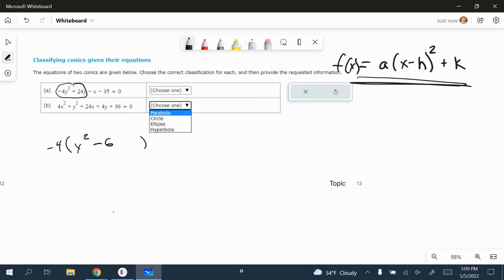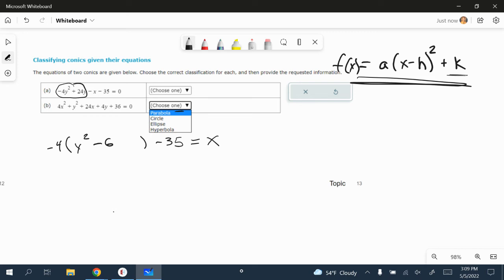And then actually on this one, typically we'd move this 35 over, and you could do that, but I know it's going to look like a parabola. And so that number is just going to kind of hang on there. So I'm going to leave that -35 right where it's at, and I'm going to move the x to the other side. I'll show you why in just a second.